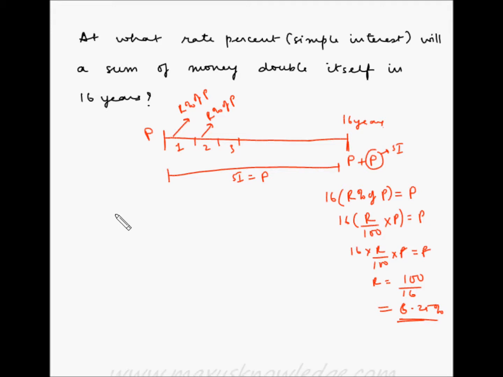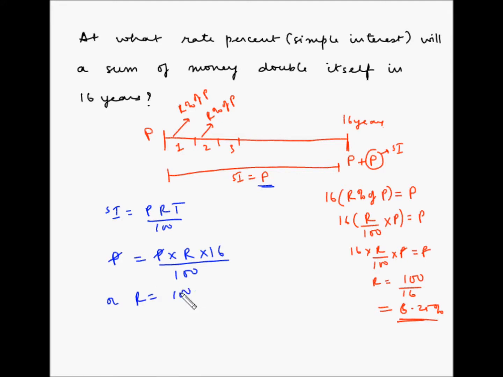Now another way of arriving at a solution for this is using the formula simple interest is equal to PRT by 100. Now simple interest we want to be the principal amount. So P is equal to P multiplied by R, R is the unknown, multiplied by T, which is 16 years, divided by 100. So this P gets cancelled with this P. So R is equal to 100 by 16, which is equal to 6.25%.